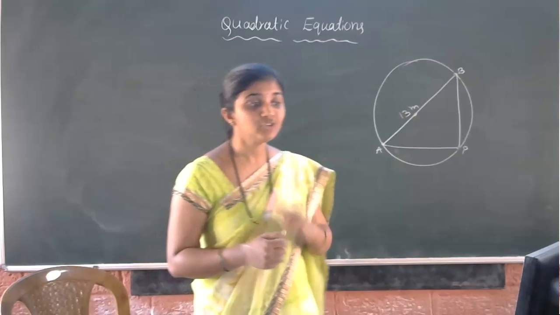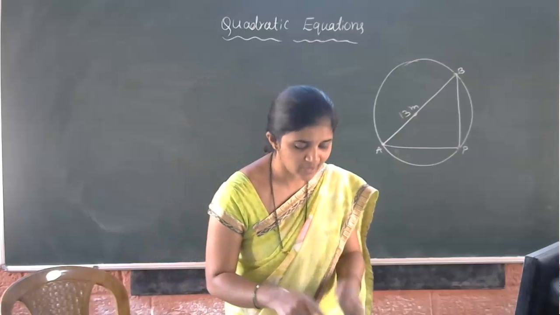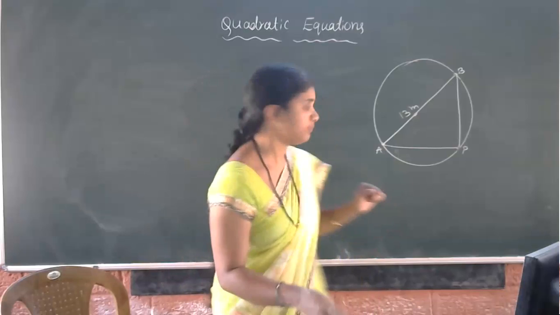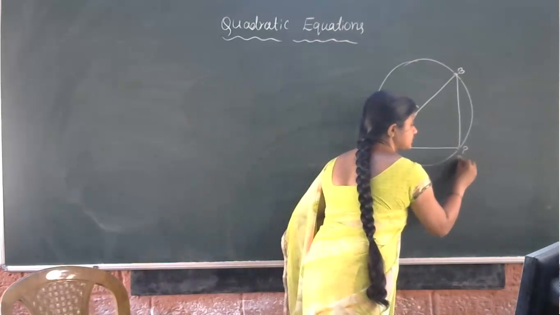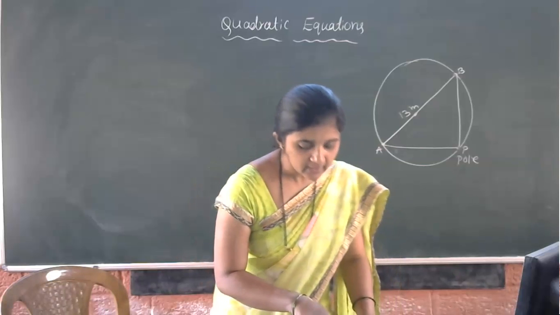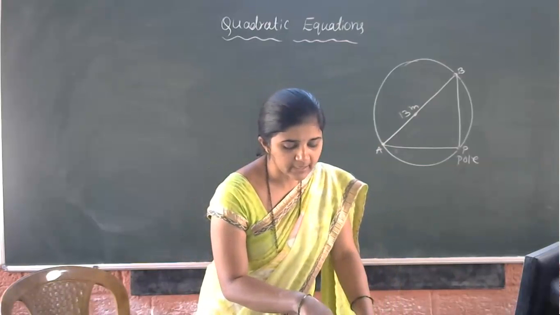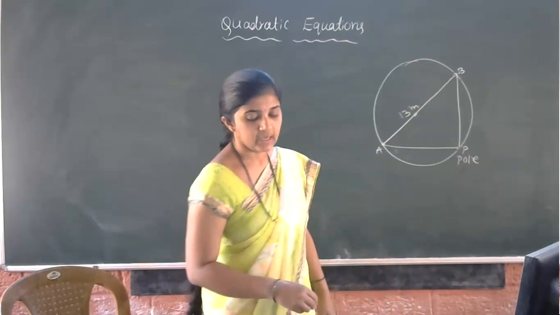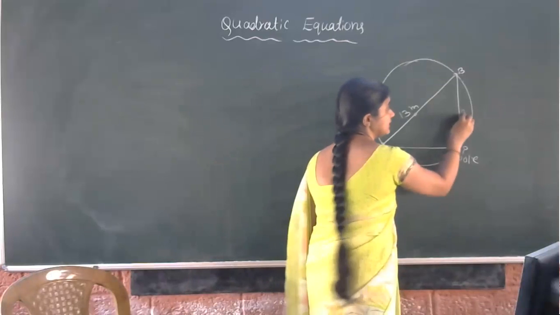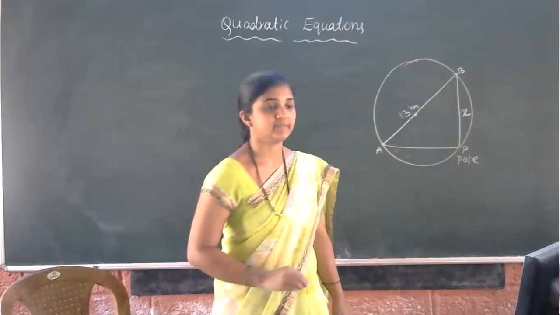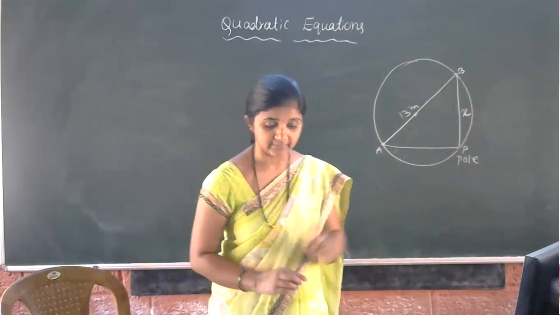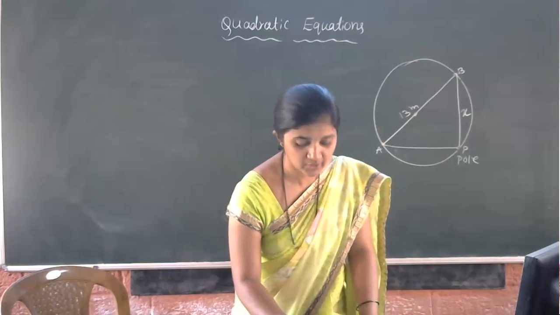First, let's see what they have chosen as x. Let P be the required location of the pole. P is the location of the pole. Okay, next, let the distance of the pole from the gate B be x. So we are taking the distance of the pole from B as x. Okay, next, BP is equal to x meter.